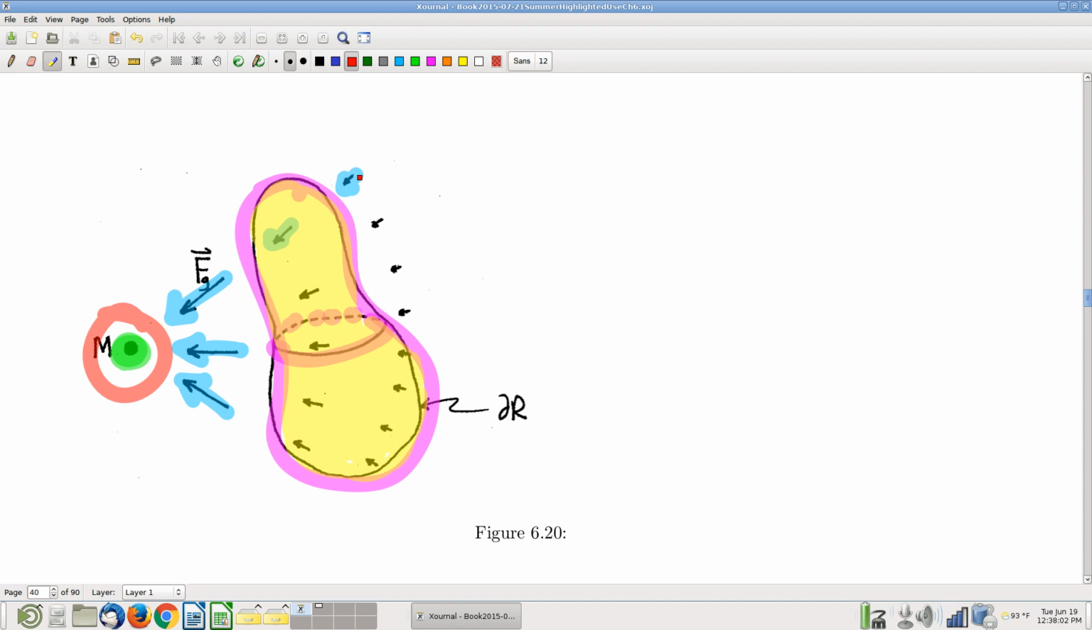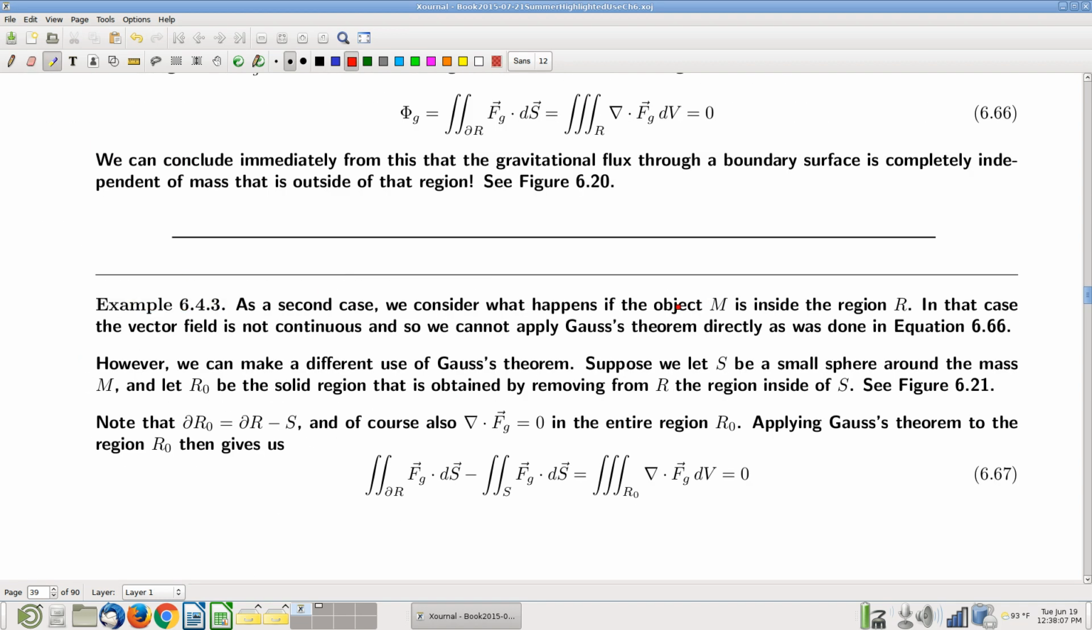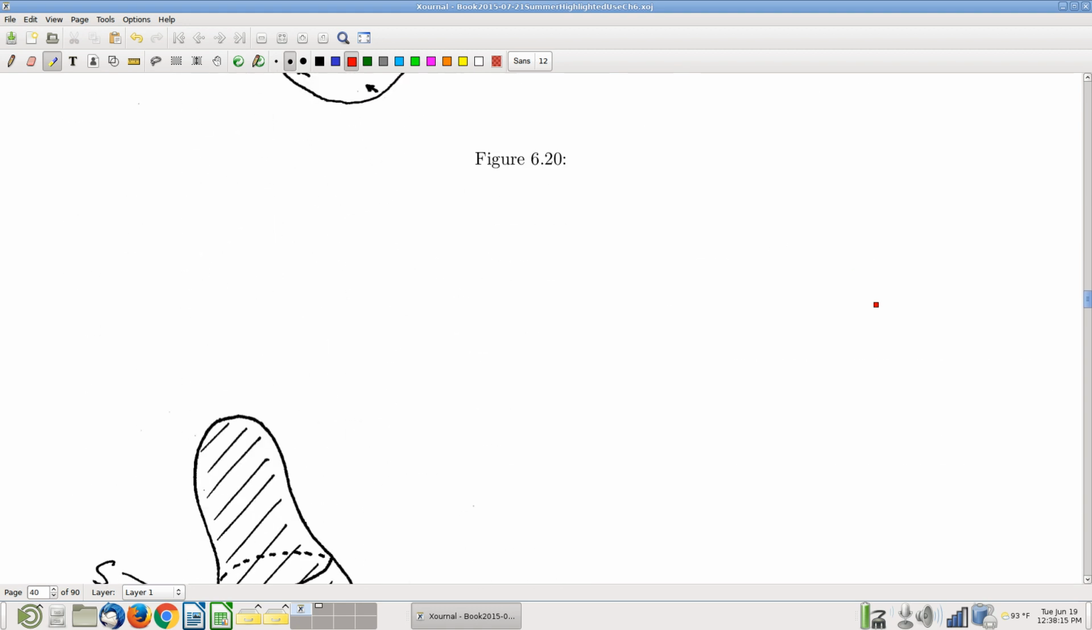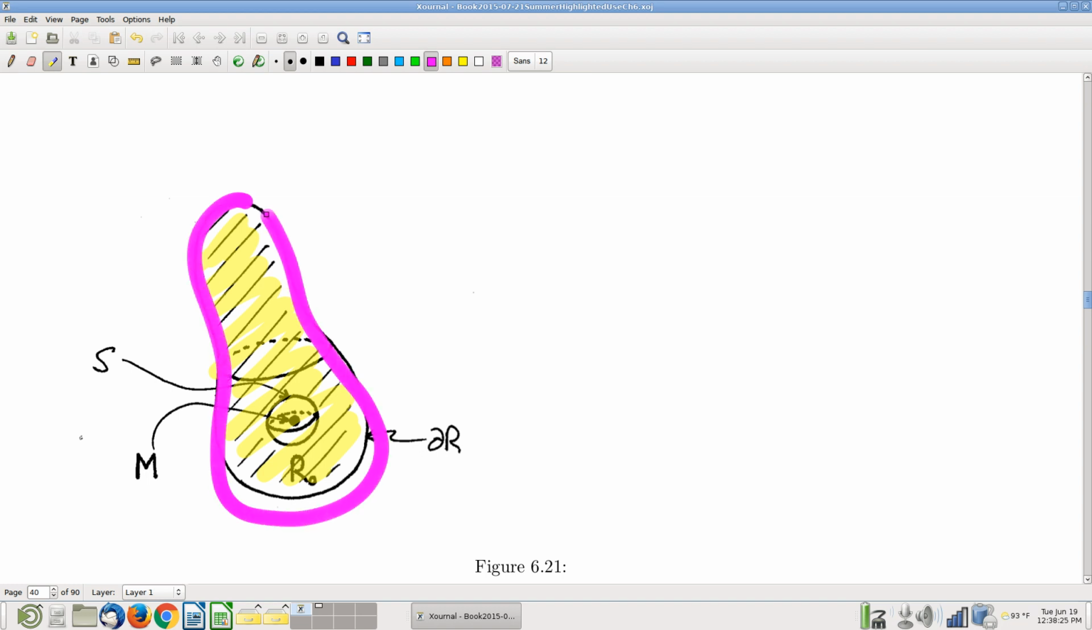Okay, so now let's consider a related question, which is, let's try to figure out what happens if the object M is inside the region. So this is not a crazy scenario, right? It's just this scenario here where, let me draw our solid here. Got that solid, and it's got a boundary surface. And it's not the craziest thing in the world to speculate that there might be a piece of mass sitting there, and I might want to compute the flux through this boundary surface of the gravitational field created by that mass.